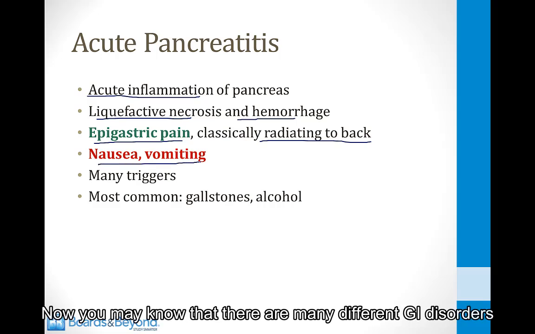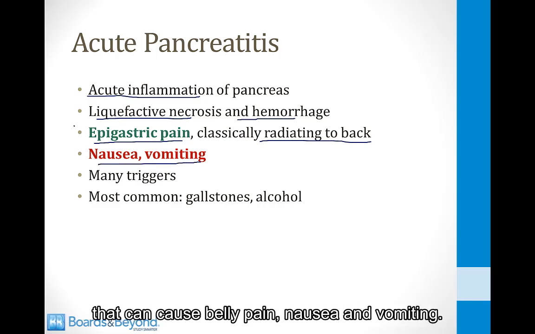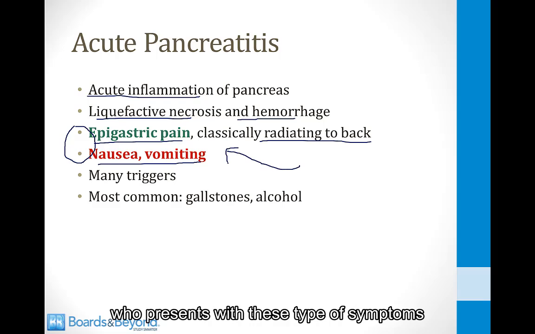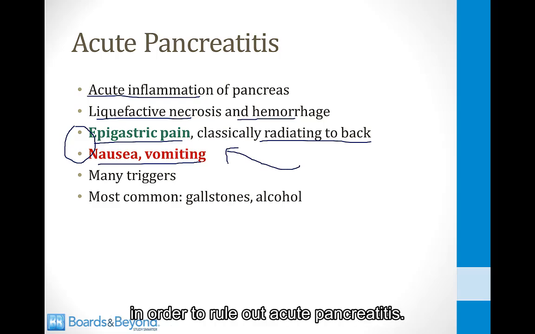Now you may know that there are many different GI disorders that can cause belly pain, nausea, and vomiting, so it's hard to distinguish acute pancreatitis from other causes. And as we'll talk about later, there are pancreatic enzymes that are often checked in anyone who presents with these type of symptoms in order to rule out acute pancreatitis.